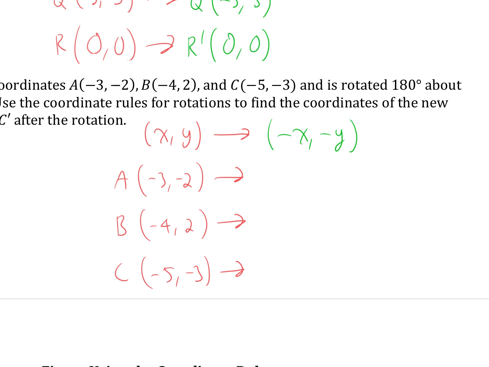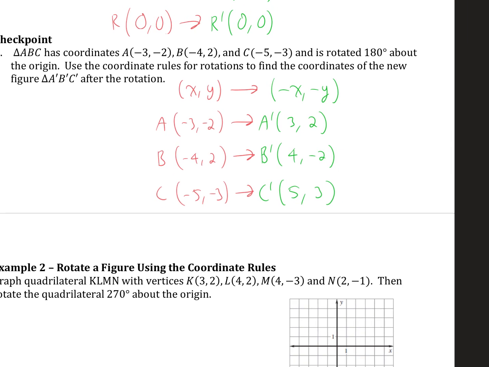All right, and then A prime, so the opposite of x, which is negative 3, is going to be 3, and the opposite of negative 2 is going to be 2. B prime, the opposite of negative 4 is 4, the opposite of 2 is going to be negative 2. And then for C prime, the opposite of negative 5 is going to be 5. The opposite of negative 3 is going to be 3. All right, sounds good.